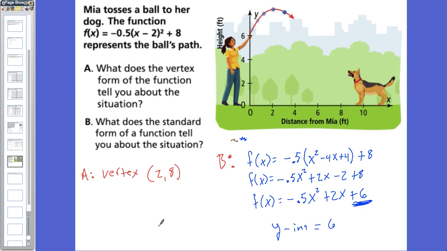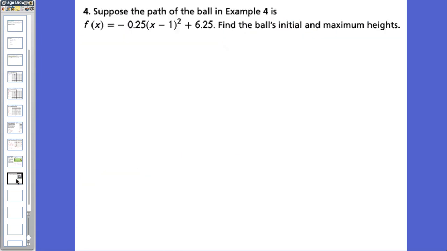Guys, this video has dragged on long enough. There's another one here where it's basically the same situation. They like to do this. Same picture, same story. They just change the equation a little bit. Same steps I did on the last one. It tells us the vertex is at 1, 6.25. So 1 comma 6.25, and then if you solve it out to get it in standard form, it would tell you the y-intercept.